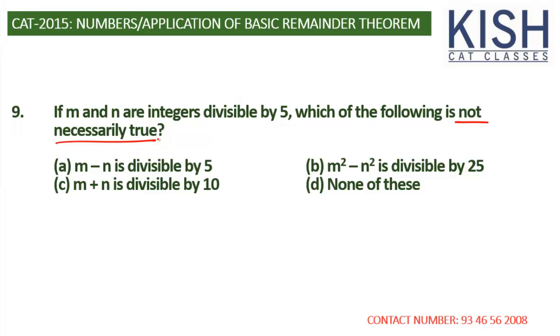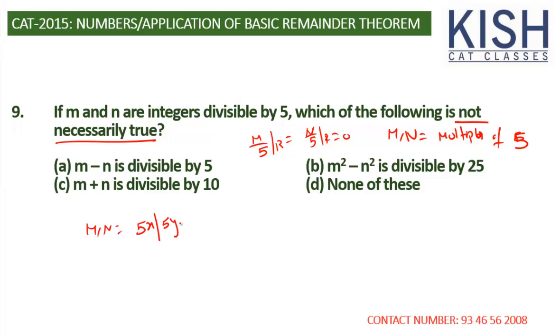Yeah, m and n are integers divisible by 5. So if m is divisible by 5, the remainder is 0, and n is divisible by 5, the remainder is 0, then m and n must be multiples of 5. In such a case, we can say m and n are of the format 5x and 5y.